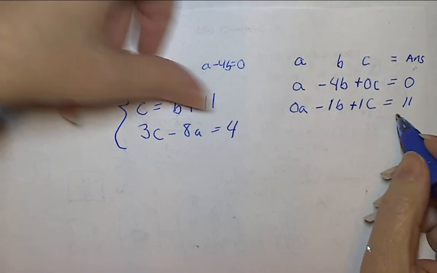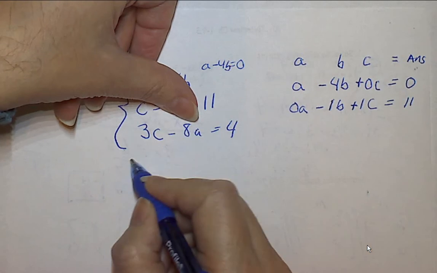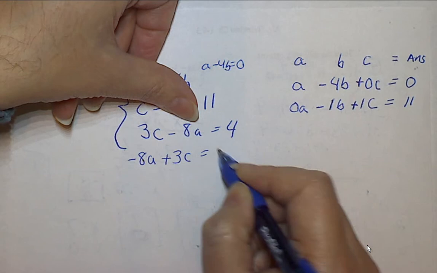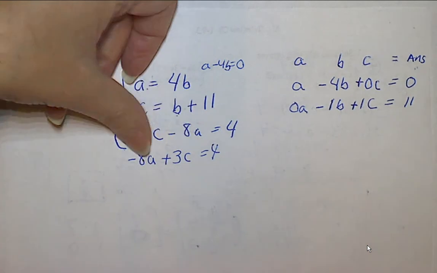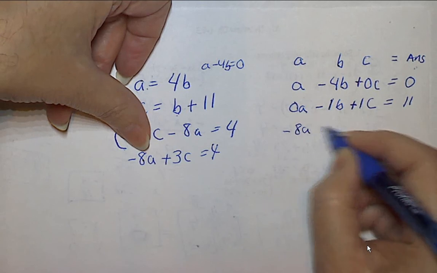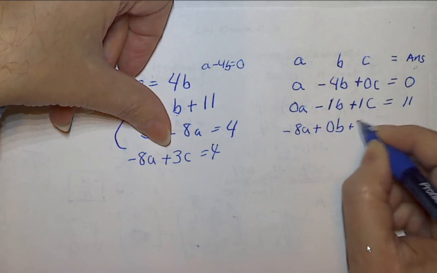And now on this one, these are already on the other side, I just want to rewrite it. So I'd have negative 8A plus 3C equals 4, right? So those are commutative, so I can move them around. So I have negative 8A plus, I don't have a B, so 0B plus 3C is equal to 4.